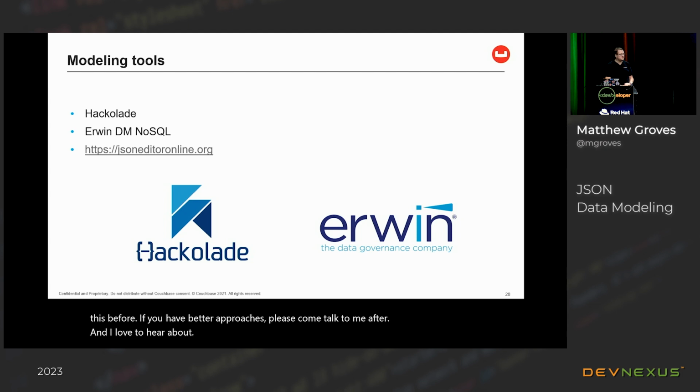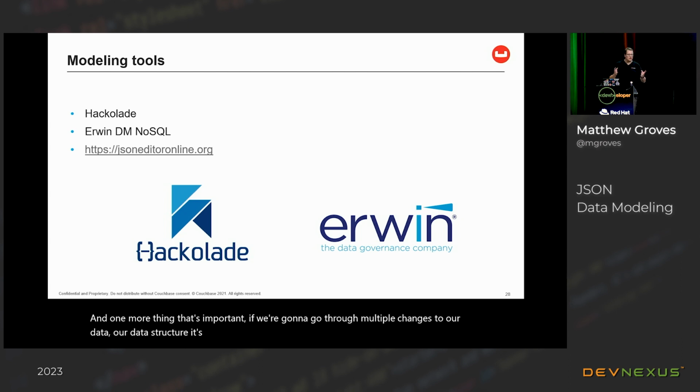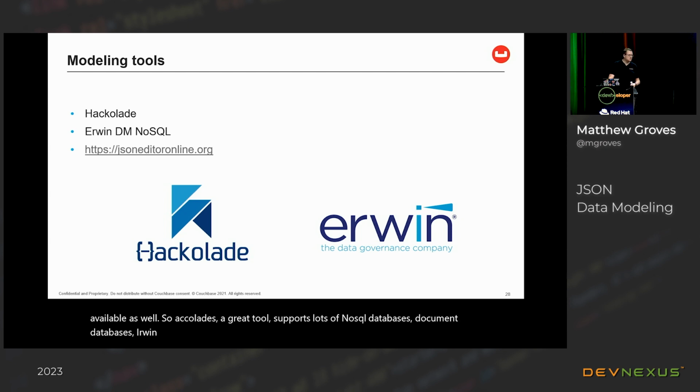And one more thing that's important: if we're going to go through multiple changes to our data structure, it's important to keep our team all together and on board with this modeling. So there are some great tools out there that can help. You may have heard some of these brands before, but these are ones I've picked out that have NoSQL features available as well. Hackolade's a great tool, supports lots of NoSQL databases, document databases. Erwin DM also supports multiple NoSQL databases. Or you can just keep it real, no frills, free offering.